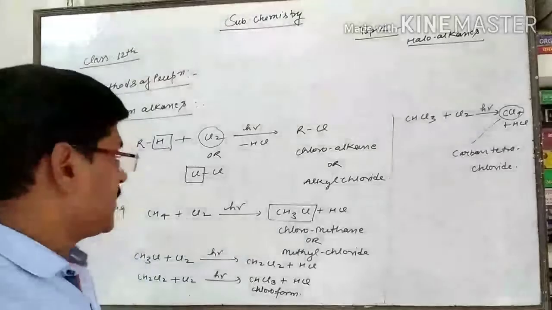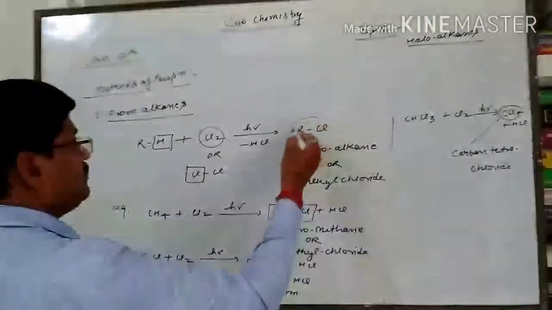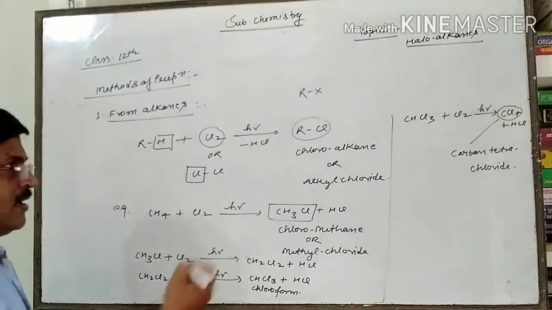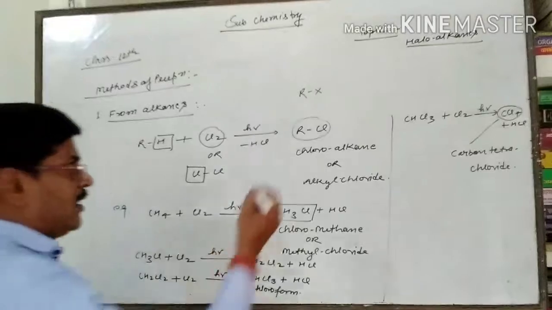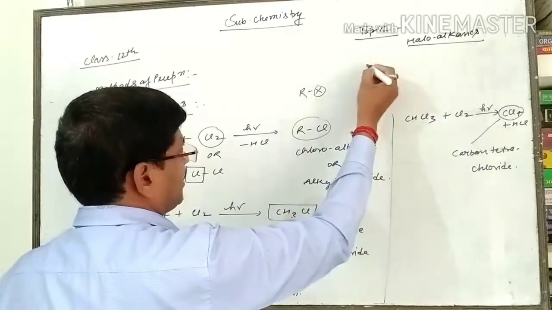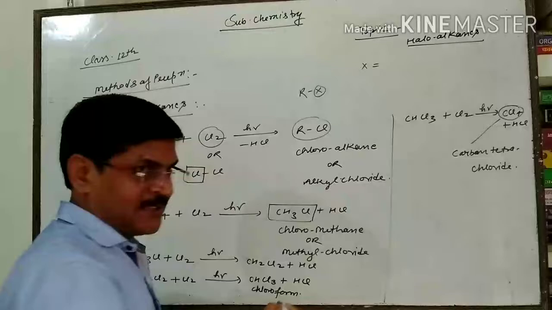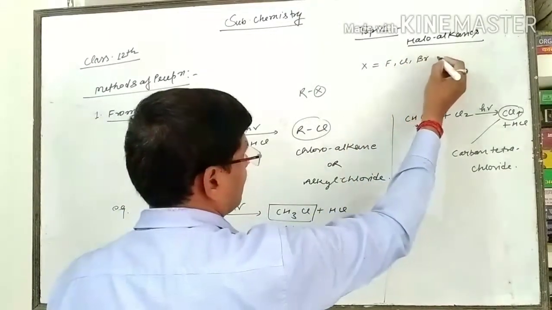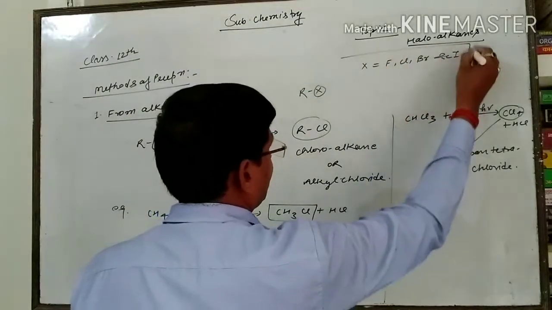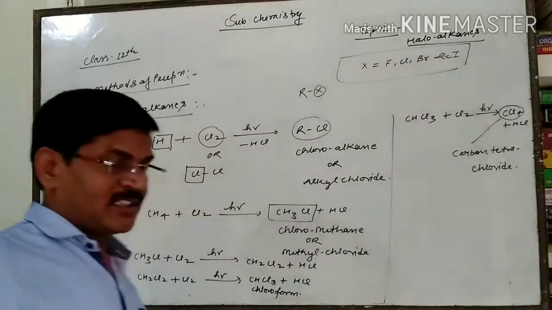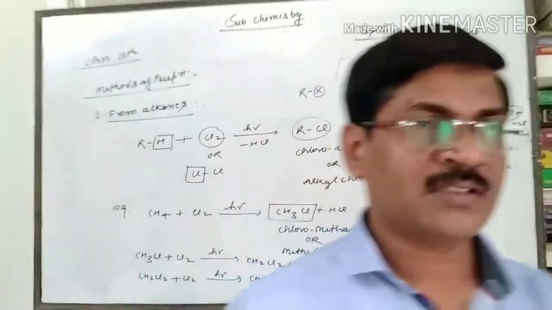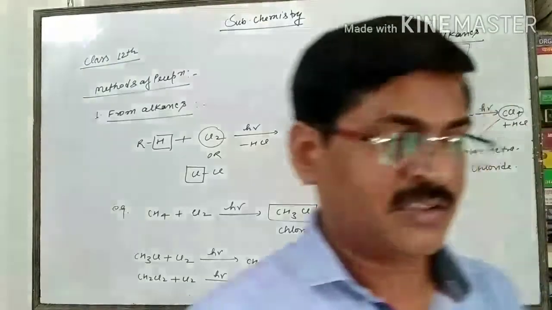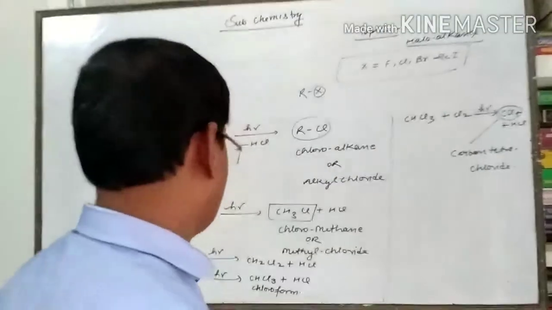So you are seeing here, I am preparing RCl, or you can say RX, alkyl halide. In place of X, what will be? As you know, X represents group 7 elements. It means F, Cl, Br, and even iodine. So in this way, this is the first method by which you can prepare alkyl halide from alkanes. After that, the second method.